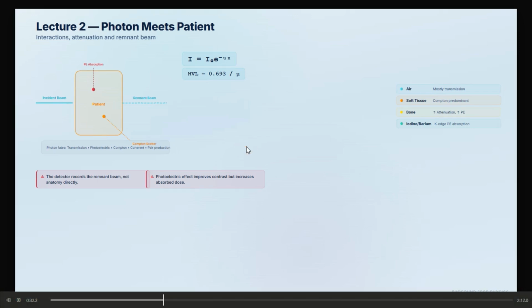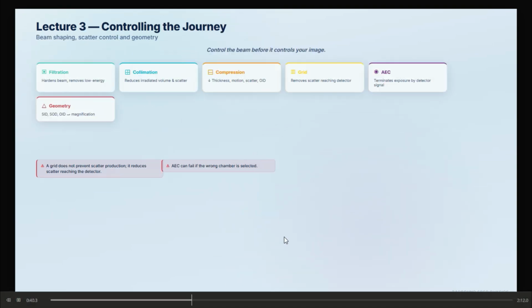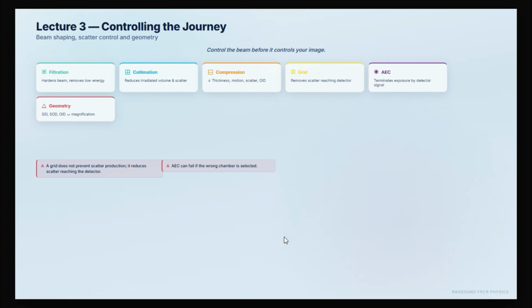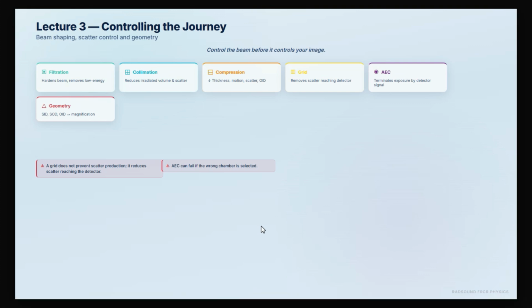So now, what about lecture 3? In lecture 3, we mentioned controlling the journey of the beam. So we have our remnant beam coming out of the patient, and the remnant beam does not undergo anything, neither Compton, photoelectric, nor photodisintegration, no absorption, no scattering. So it is directly transmitted. This is the remnant beam that is going to contribute to the image formation.